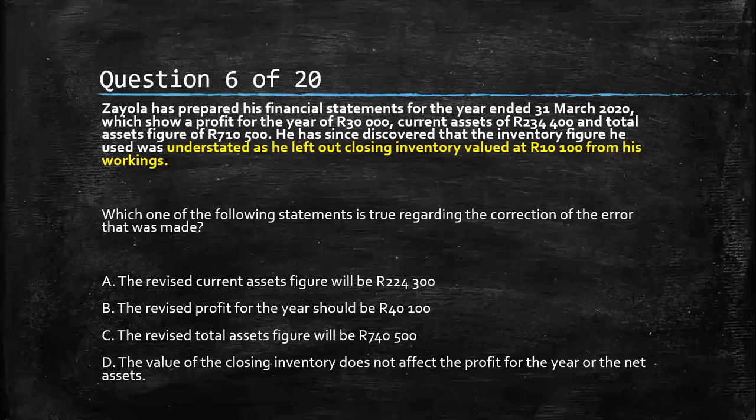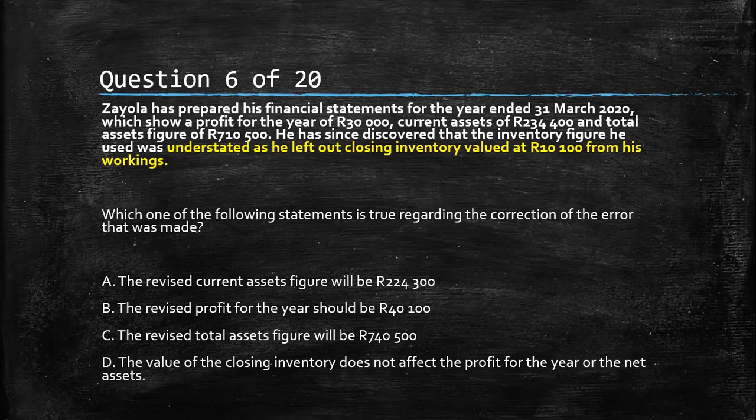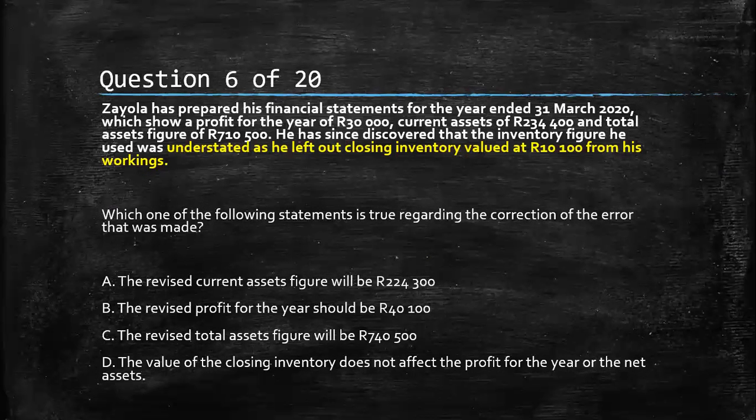So in this example, the closing inventory of 10,100 was not considered. And remember, in the previous example, once you omit the amount of closing inventory, your profit decreases. But once you fix, once you reverse, your profit increases. Any questions? No, sir. So the answer is B, right? The answer is B.